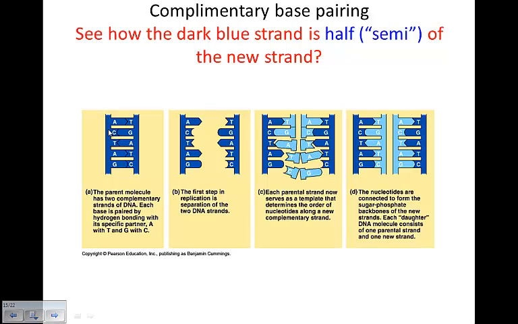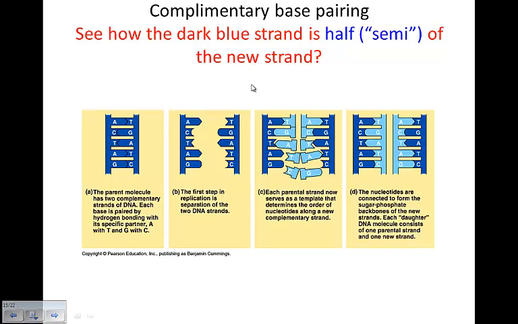So we're making a complement. We're starting off with one parent and we're going to split that in half. We're going to open that up and then we're always going to keep one of the original strands as we make the new strands. This process is called semi-conservative, and it's the semi-conservative model that was proposed in 1958 by Matthew Meselson and Franklin Stahl. We just hear him referred to as Meselson-Stahl, but it's called semi-conservative because we're still maintaining the original.